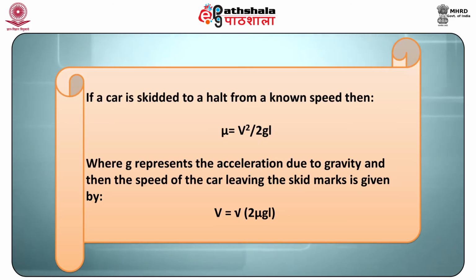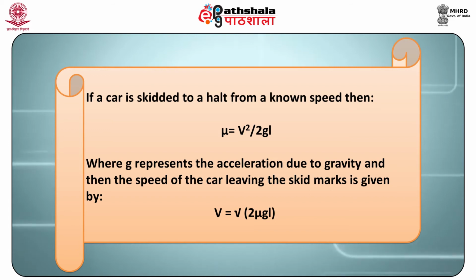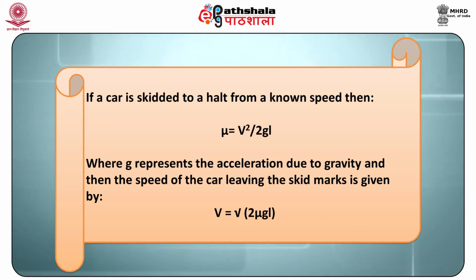If a car skids to a halt from a known speed, then mu is equal to V squared upon 2GL, where G represents the acceleration due to gravity, and then the speed of the car leaving the skid marks is given by V equals the square root of 2 mu GL.